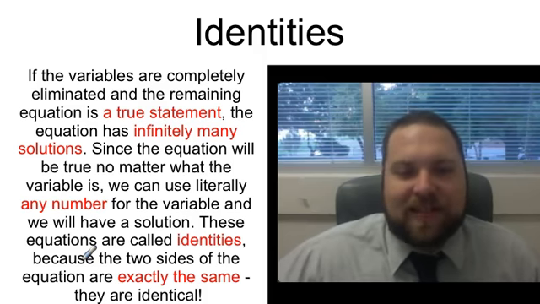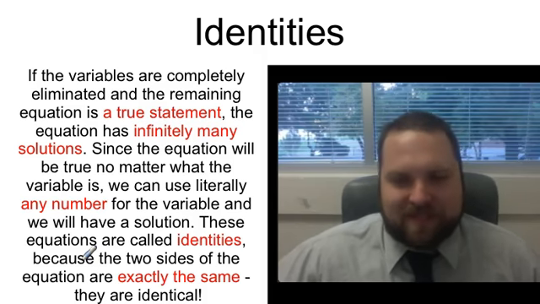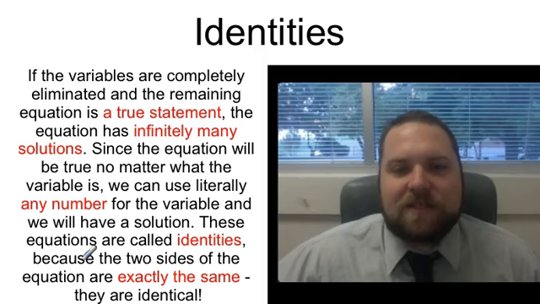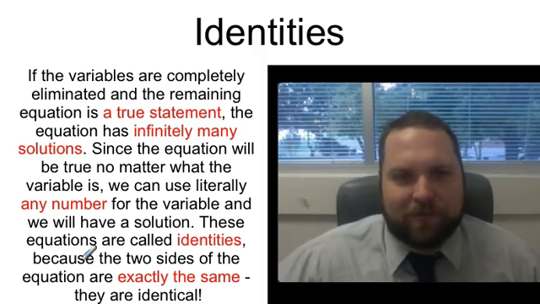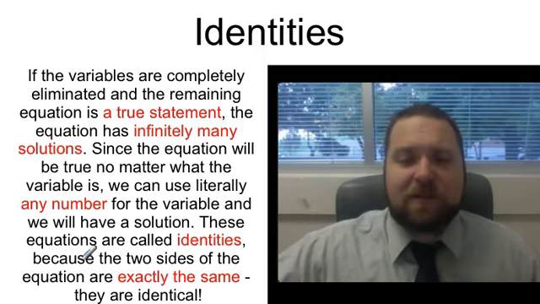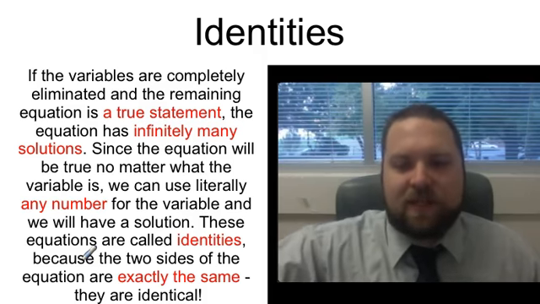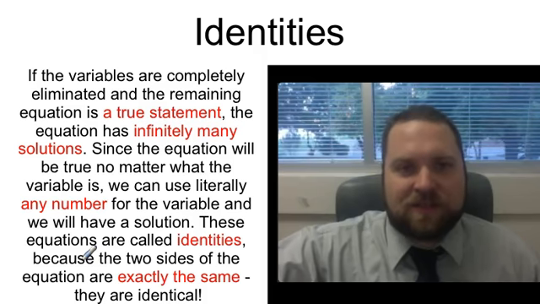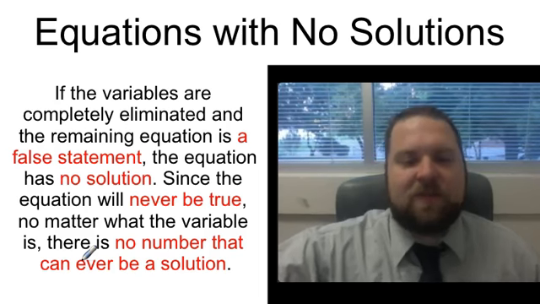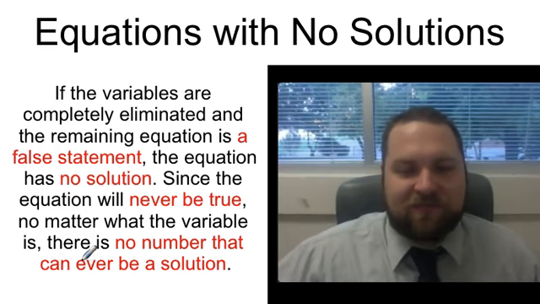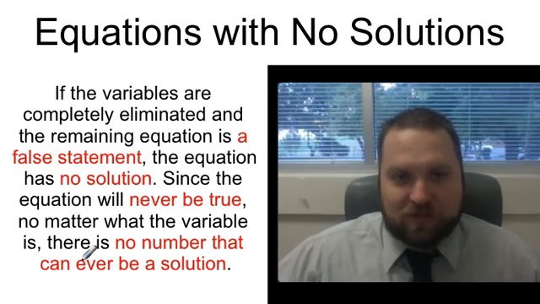These equations are called identities, and the reason is that if you simplify enough on both sides, you'll find that the 2 sides of the equation are identical. They are exactly the same, and so it doesn't matter what number you use for the variable, they will always come out to be true. So if your variables eliminate and you get a true statement, you have infinitely many solutions. If you eliminate the variables completely and what's left is false, like negative 5 equals 3, then the equation has no solution.